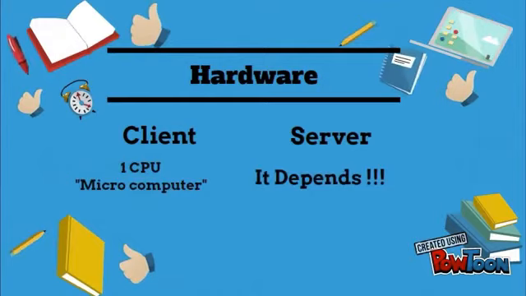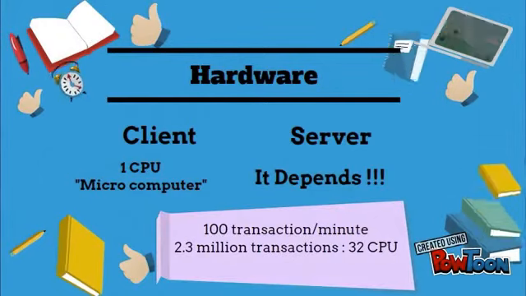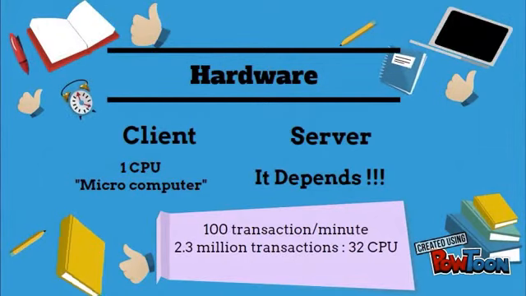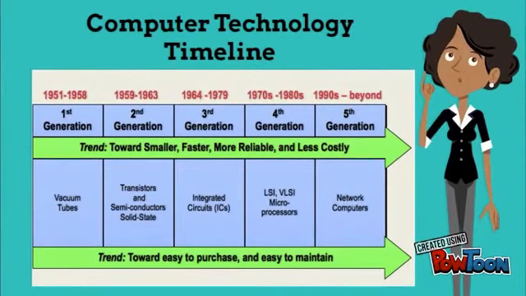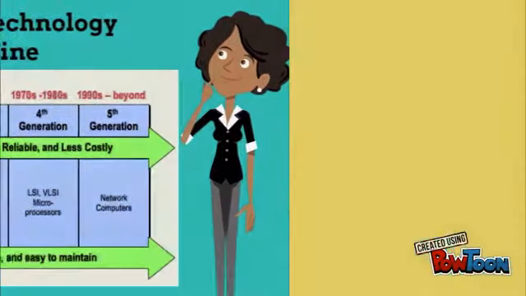Our rule in MOS is to size the CPU based on the number of transactions users per minute. The client has 1 CPU, however, the server, it depends on the number of transactions done per minute. For computer technology timeline, first generation developed vacuum tubes, second generation developed transistors, while the third generation developed integrated circuits.